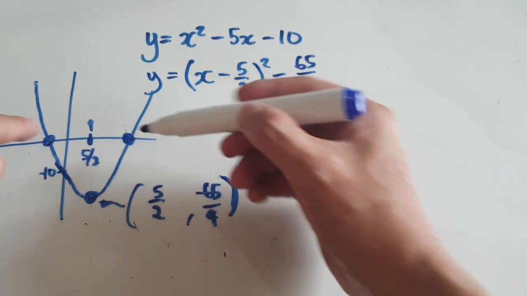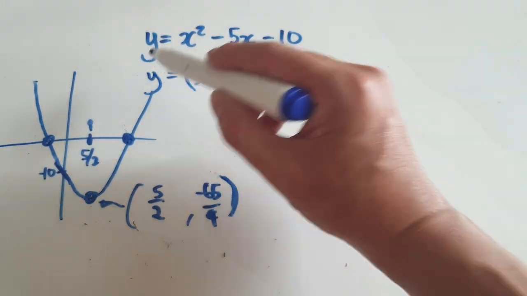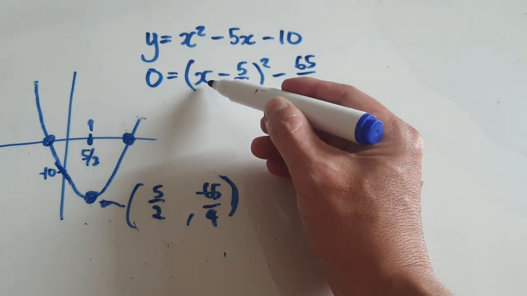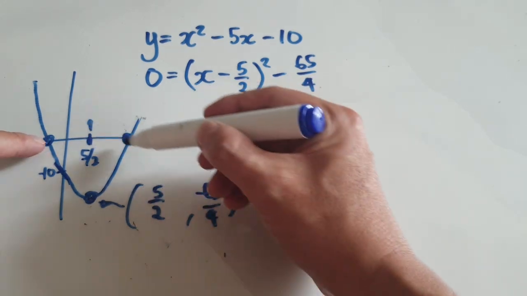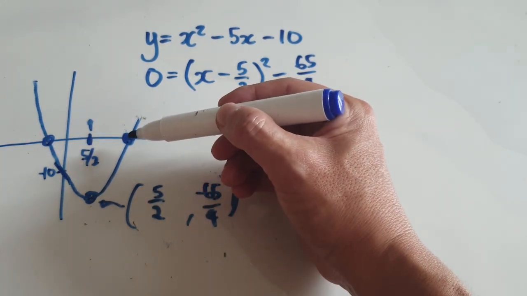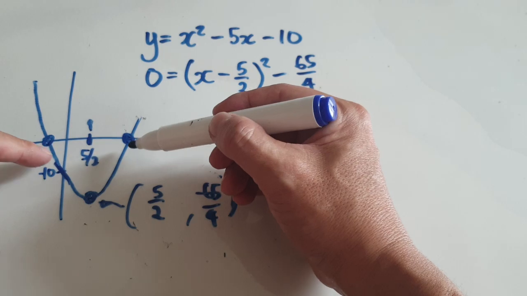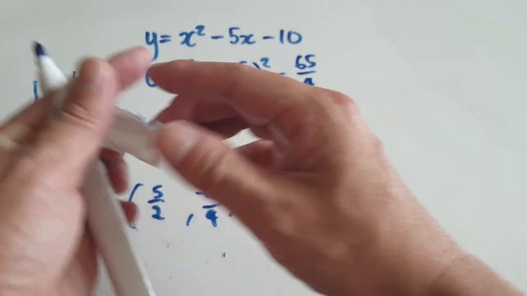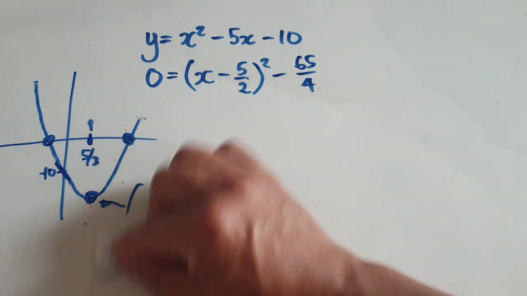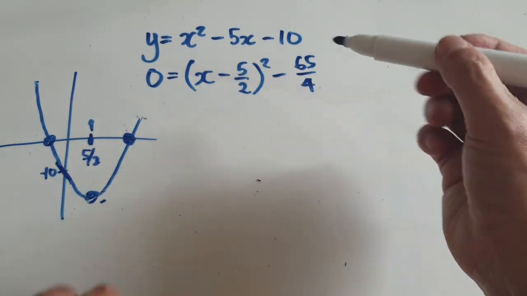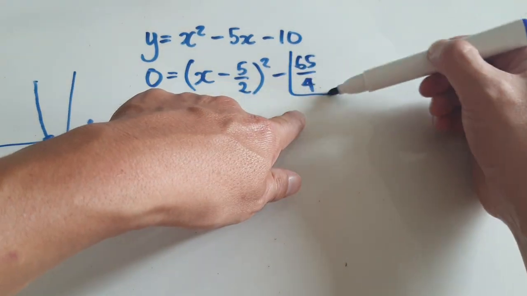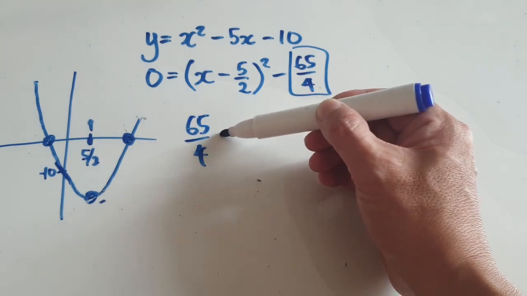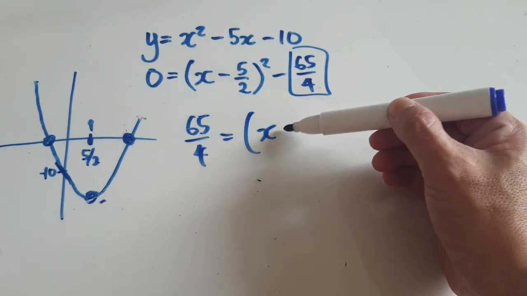To find the two roots, put 0 into the y, and then rearrange it to make x the subject. Because if you want to find the two roots, what's so special about them? The y value of the two roots will be 0. So you put 0 into the y, and then it's just a matter of solving for x. Rearranging it to make x the subject, add this block to both sides. So that will be 65/4 equals that thing there.